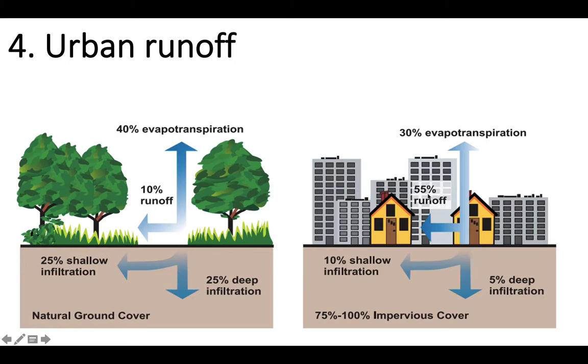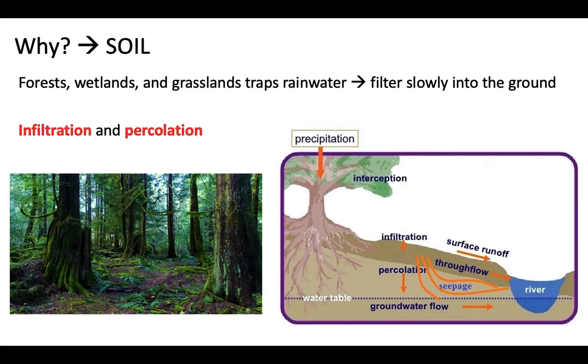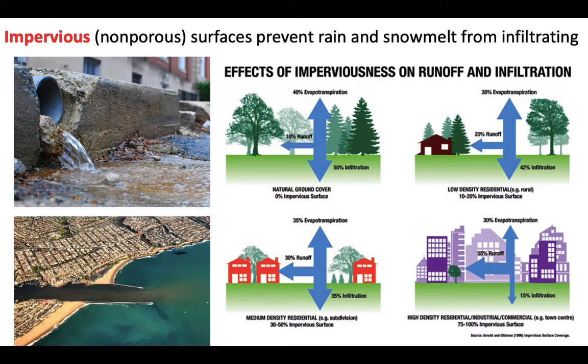Whereas in a city, we see a lot of runoff happening. In fact, a typical city will generate about 5 times more runoff than a forest of the same size, which is substantial. And the reason for that, like I said, is soil. In the city, there is no soil. In the forest, there is. And the roots and the soil structure helps to trap and distribute water, filter it slowly through the ground, and promote the water cycle. In the city, we don't get that.